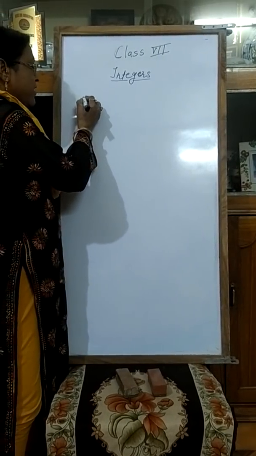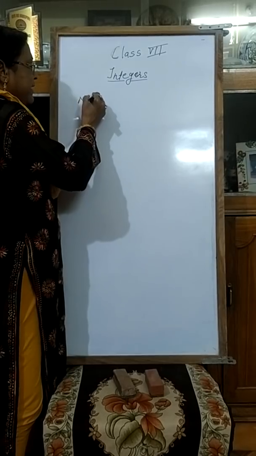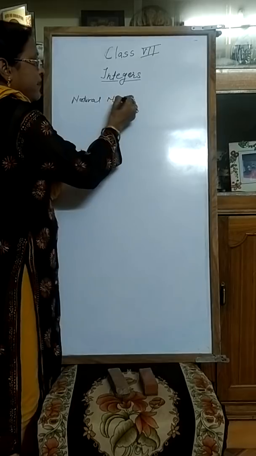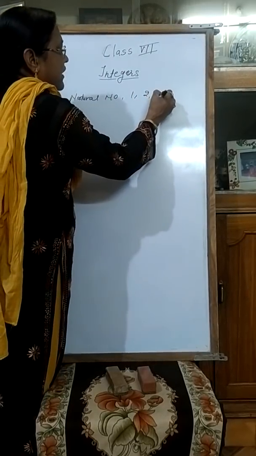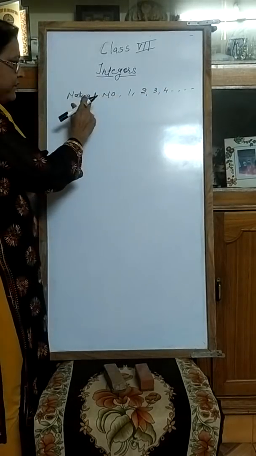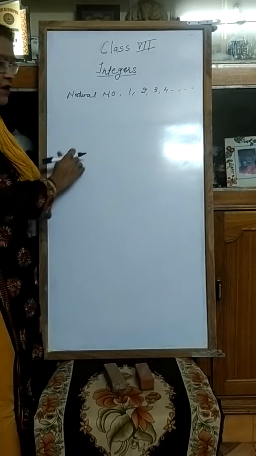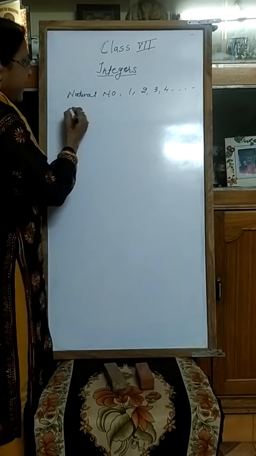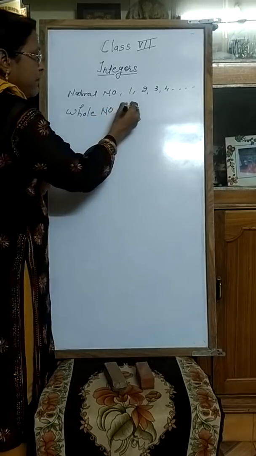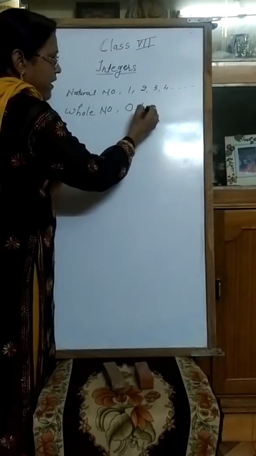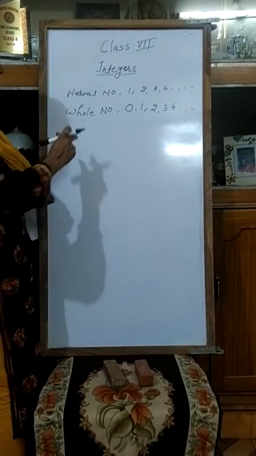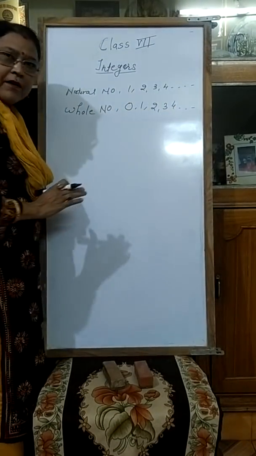Before that, you have studied the whole numbers and the natural numbers. The natural numbers are 1, 2, 3, 4 like this. All of you have studied this, which is called the natural numbers. If we add 0 to this, then that will be the whole numbers. Whole numbers are 0, 1, 2, 3, 4 like this. These are all the whole numbers.